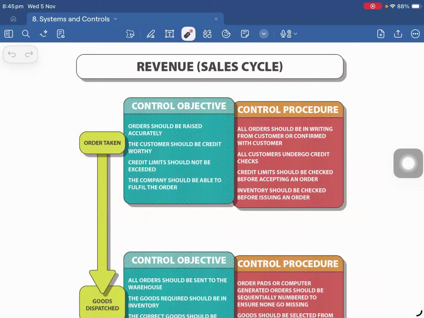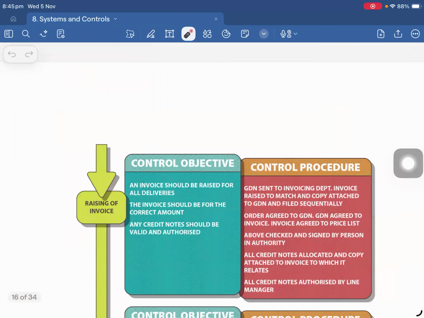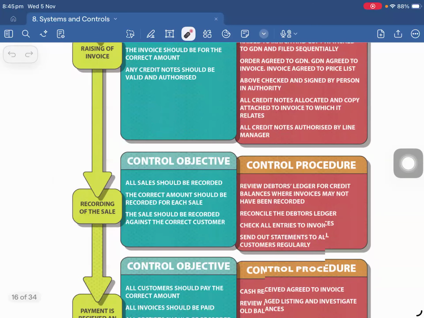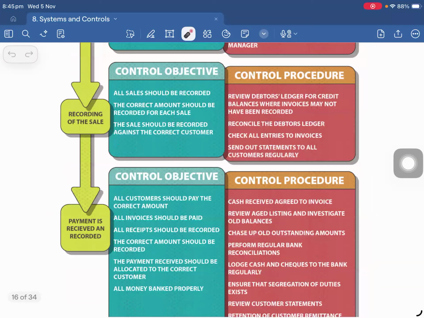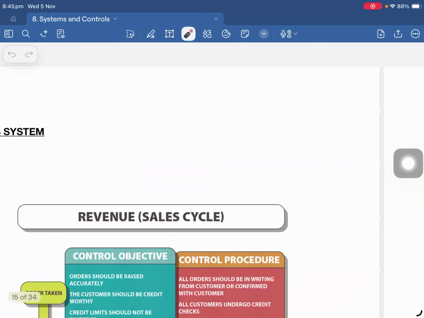Let's take a walkthrough. First, you're going to take the order, right? And then you're going to give away the goods to the customer. And then you're going to raise the invoice at the same time, and you're going to record the sale, and you're going to ensure that the payment is received and recorded, right? So those are the stages of revenue.